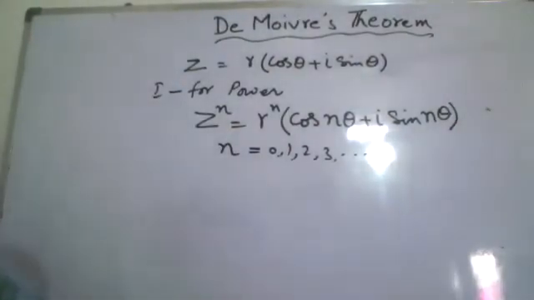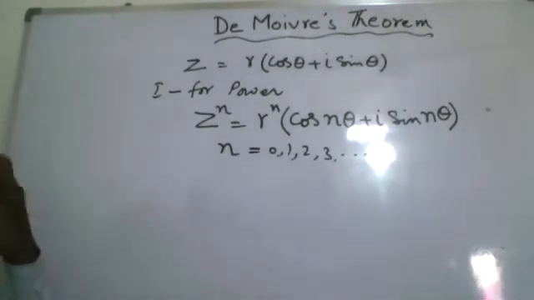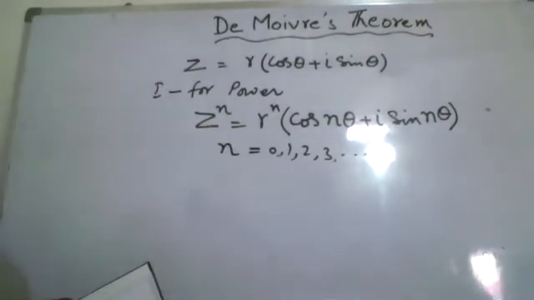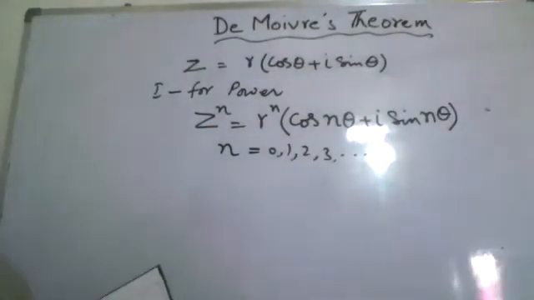Now we will do another question, of the same exercise. Question number 11. Now we are doing question number 11: (1/2 − (√3/2)i)^6.